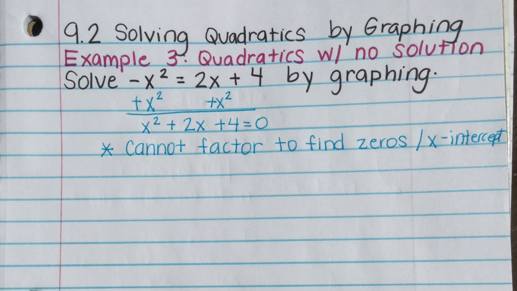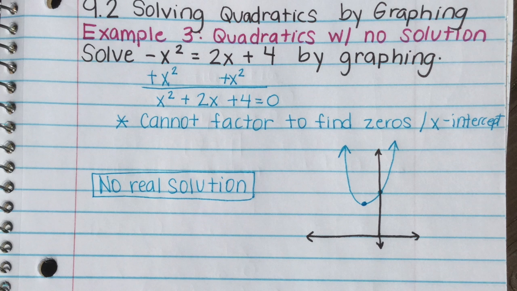So since I cannot factor it, there are no zeros and there's no x-intercept if I were looking at a graph. And what you'll see is that that means that there is no solution to this equation. So if I were to graph it, this is what the graph would look like. And again, like I said earlier, there is no x-intercept. That parabola never crosses the x-axis, which means there's no solution to this equation.